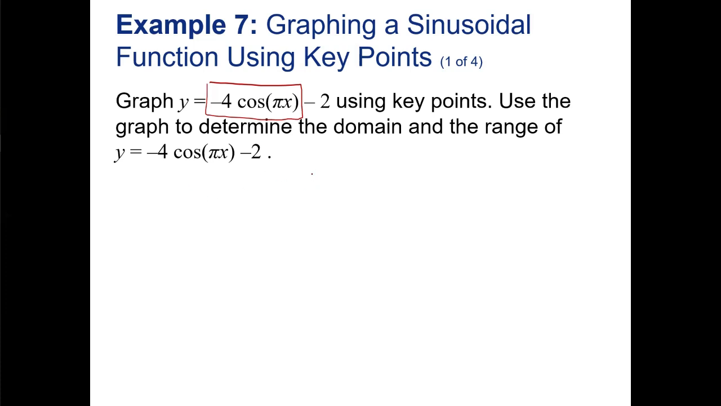Okay, so taking that piece out, we know that the amplitude is the absolute value of -4, so it equals 4. Now a is -4, but the amplitude is the absolute value, so that's 4. The period is equal to 2 pi divided by omega, and omega is pi. So 2 is our period.